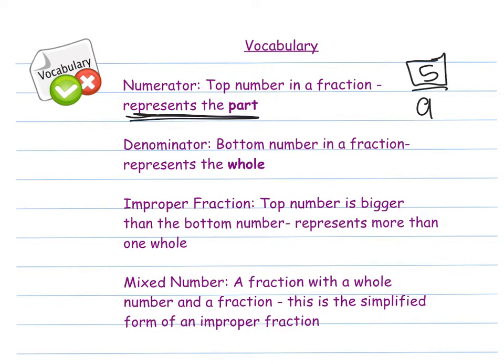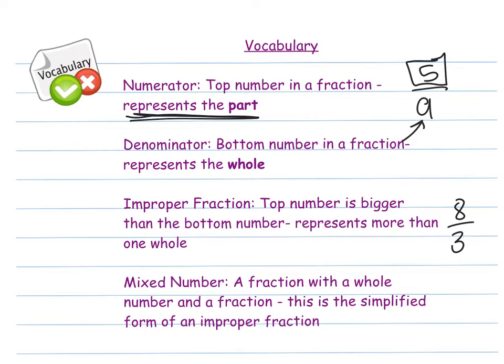The denominator, the bottom number in a fraction, represents the whole. So if we were talking about a pizza and 5/9, 5 is part of the pizza, 9 would be the whole. Improper fraction, this is when the top number is bigger than the bottom number, represents more than one whole. So if we had 8/3, that's more than one.